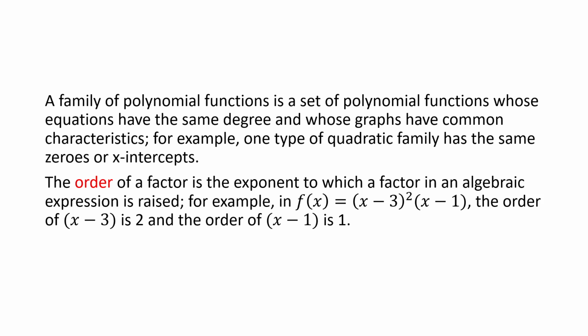Now, suppose we have a polynomial function as shown here. f(x) is equal to (x minus 3) quantity squared times (x minus 1). We can talk about the order of the polynomial function as a whole. In this case, the order of this polynomial function is 3. Or we can talk about the order of each factor of the polynomial function. The order of the factor x minus 3 is 2 because it's raised to the exponent 2. The order of the factor x minus 1 is 1.